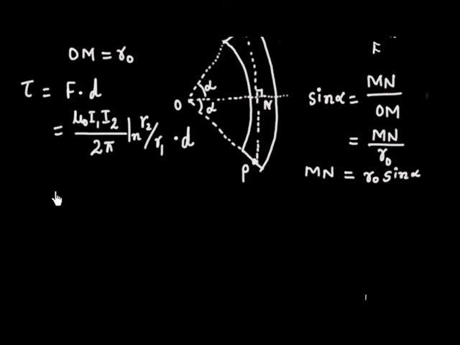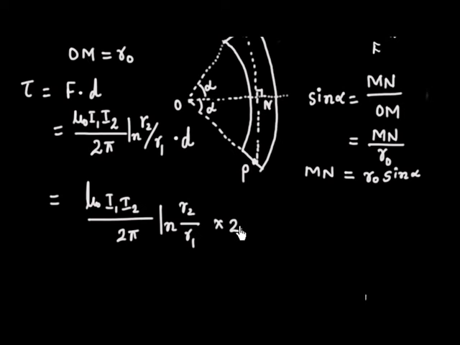So let us write torque. This is mu naught I1 I2 divided by 2 pi ln R2 by R1, and this distance is 2 R0 sine alpha. Are you getting or not? So this distance is 2 R0 sine alpha. So this is the torque.